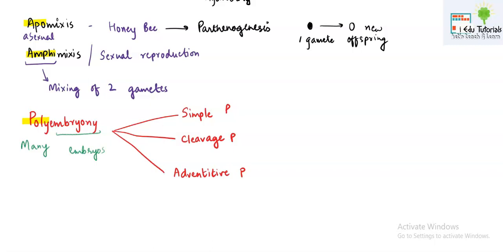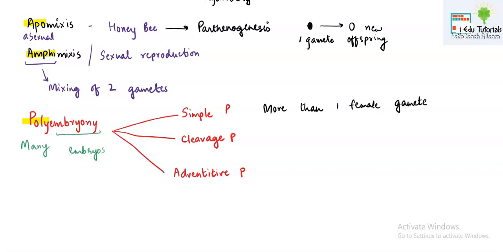Simple polyembryony is one where more than one female gamete is present. Means when there will be more than one egg by error in the divisions. Somehow an error happens and more than one female gamete is there in the ovule. In that case, there is a high probability that more than one embryo will be formed in a seed. This is known as simple polyembryony.